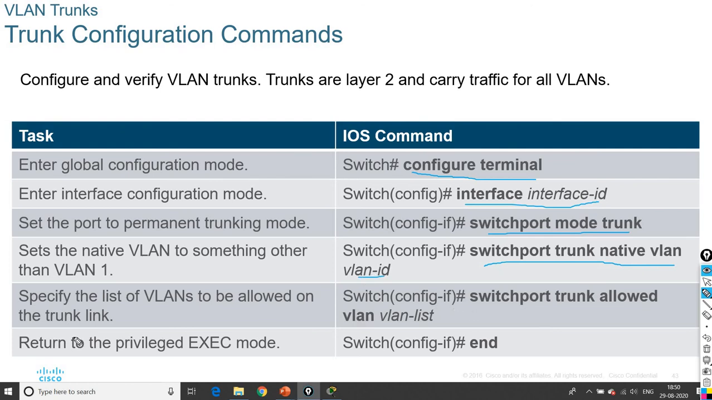To specify a list of VLANs to be allowed on the trunk link, you use the command switchport trunk allowed vlan. However many VLANs you want, you can allow. To go back to privileged mode, use the command end. Okay, we go with the example.